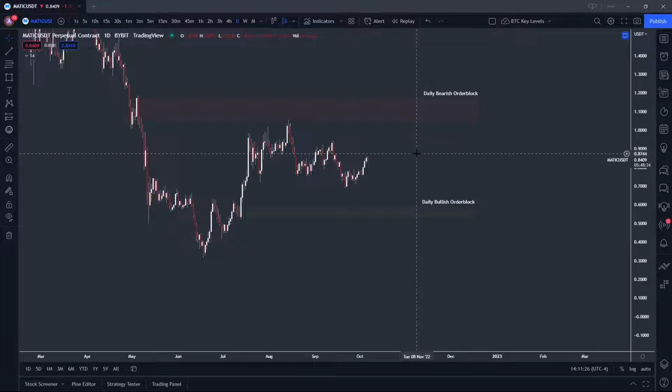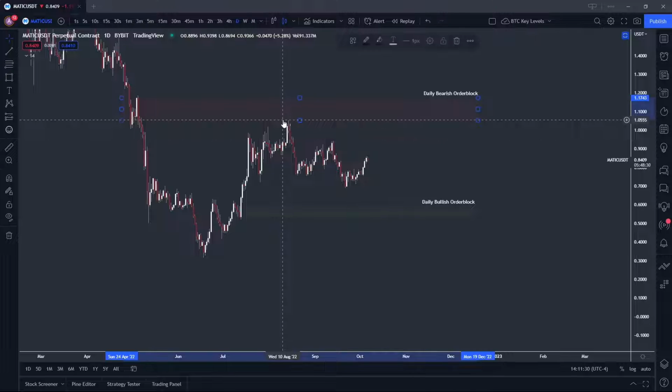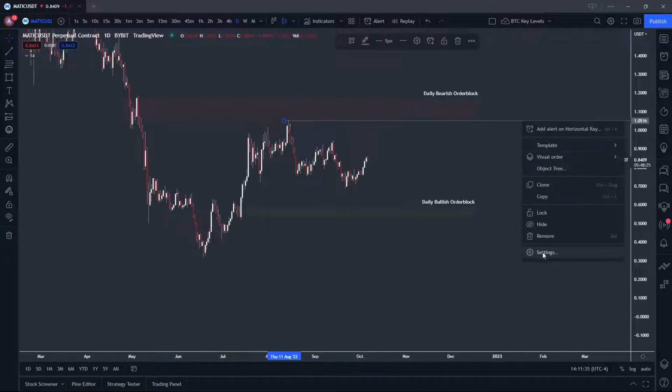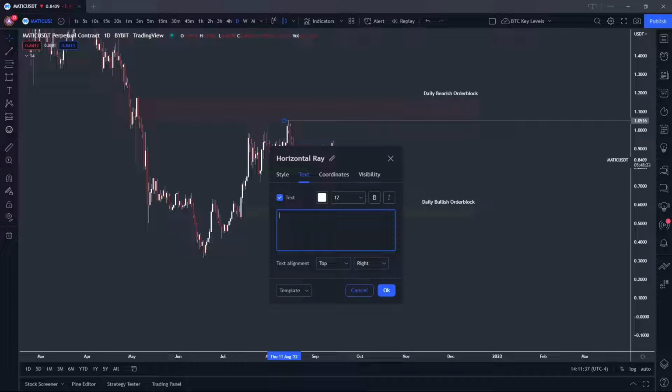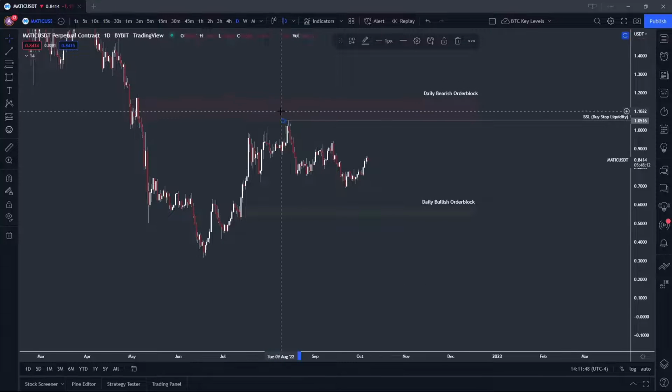Next thing you want to do is find points of liquidity, and by that I mean these high wicks. So for example, right here, let's draw a line, and we'll call this BSL, which stands for buy stop liquidity. It just means that there is a zone up here with, for example, people who went short on the market, they'll put their stop losses right up here. And that's how liquidity is created.